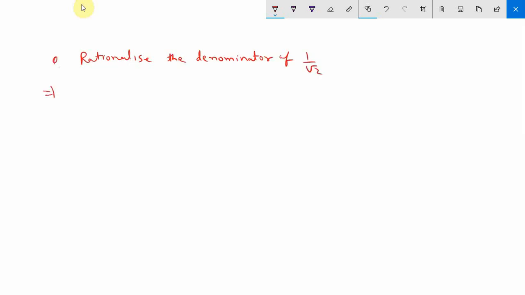Okay. So how to do this? See, if we want to write 1 by root 2 as an equivalent expression in which the denominator is a rational number, what do we have to do? We have to multiply the denominator by root 2, and as we are multiplying the denominator by root 2, we have to multiply the numerator by root 2 as well. So 1 by root 2 can be written as 1 by root 2 into root 2 by root 2. So it will be root 2 by root 2 whole square, and this will be root 2 by 2. So in this way we can rationalize the denominator.